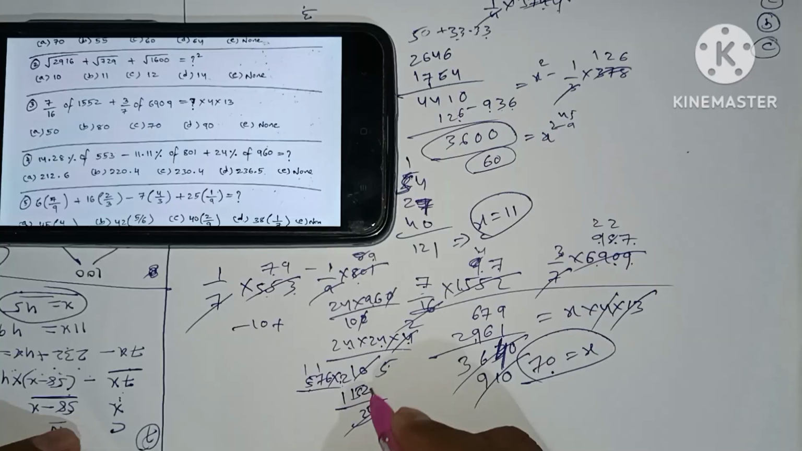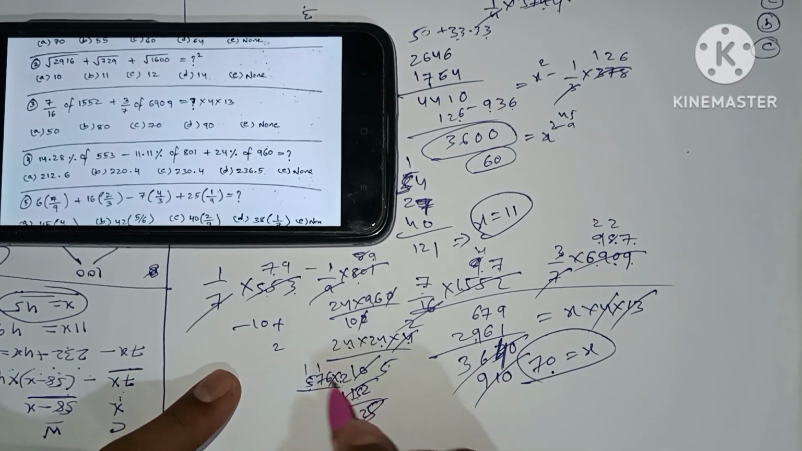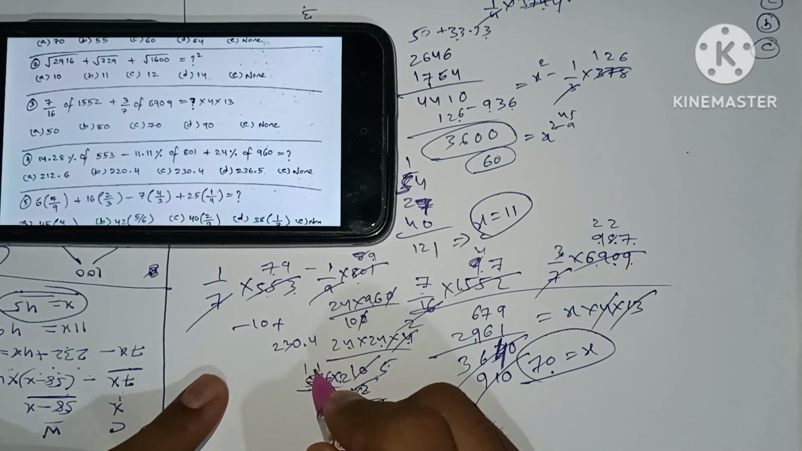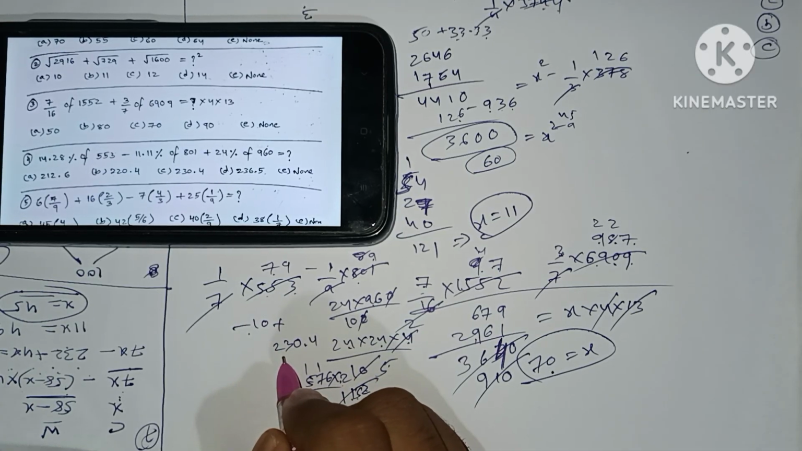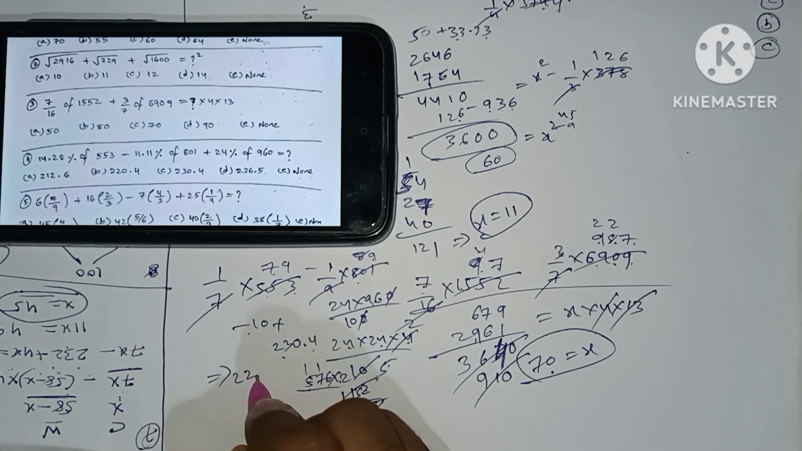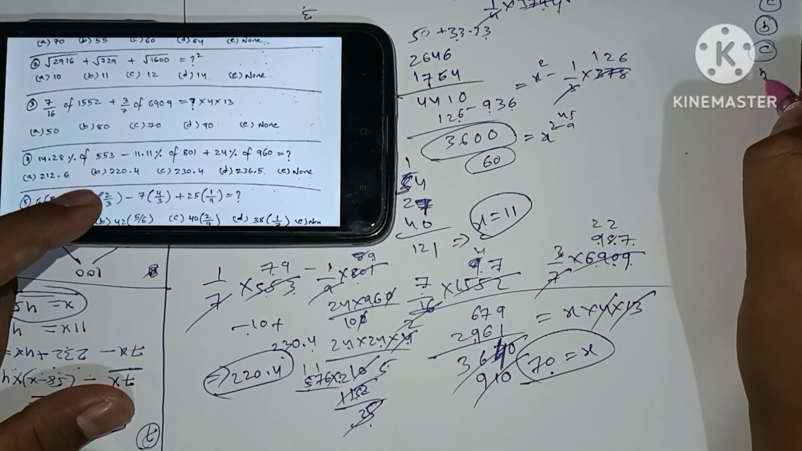So 5 2 times 10, 5 3 times 15, and 0.4 times. So minus 10 plus 230.4 means we get 220.4 is our answer. So answer is option B.